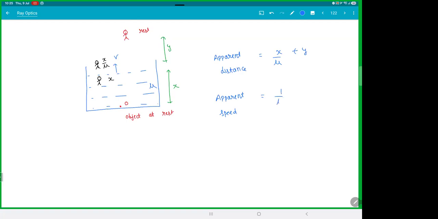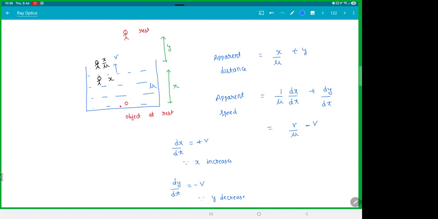This would be 1 by mu dx by dt plus dy by dt. Now ask yourself, when the water is going up, what is happening? X is increasing, so dx by dt is plus v, since x increases. But y is decreasing, so dy by dt is minus v, since y decreases. This will become v by mu minus v.